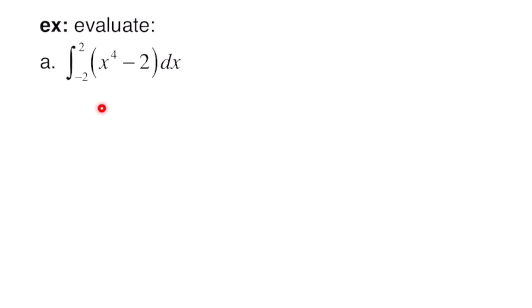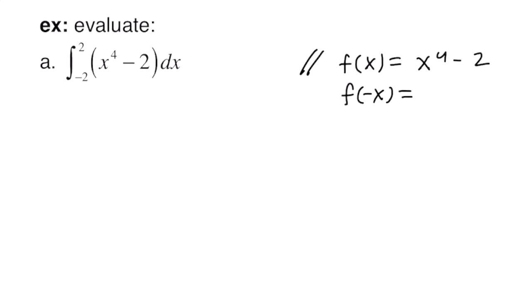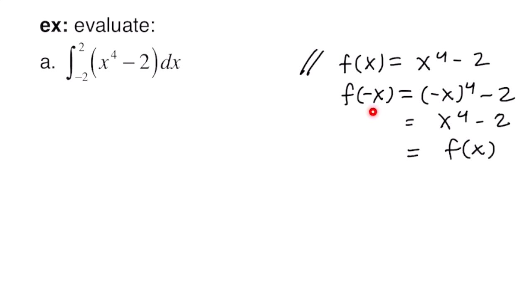This example says to evaluate the definite integral from -2 to 2 of x to the 4th minus 2 dx. So we're going to say that f is equal to x to the 4th minus 2. To check whether this function is even or odd, we're going to plug in -x for x. And when we do so, -x to the 4th is going to be positive x to the 4th. And then I just dropped down the minus 2.